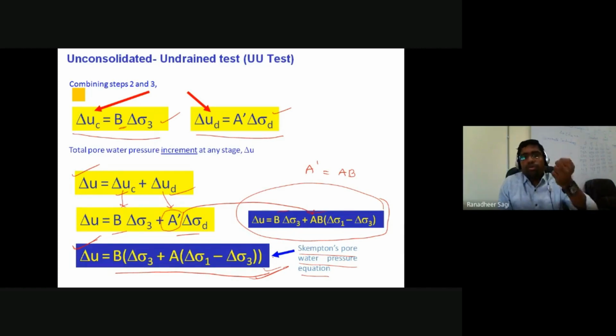And if I know your A parameter and B parameter, Skempton's pore water pressure parameters A and B values, and if I know how much is the amount of confining pressure that is applied on the soil sample, and if I know how much was the corresponding deviatoric stress that is getting applied on the soil sample, then at any stage of your shearing, I can try to calculate how much is that corresponding increment in pore water pressure that we are going to be coming across with in your soil sample.